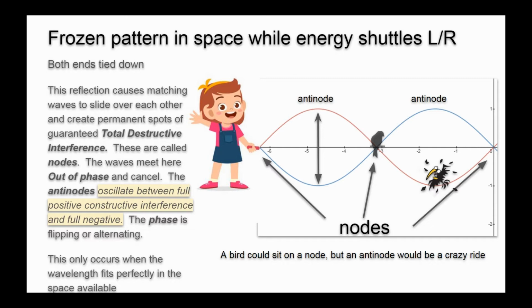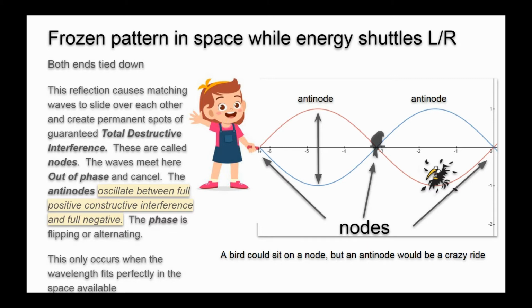You won't get this pattern forming unless you pick the correct frequency or wavelength. If you try any other frequency, you get chaos. Where the one bird is sitting, the two waves always completely destructively interfere at that one spot. The bird could sit there. These are called nodes.